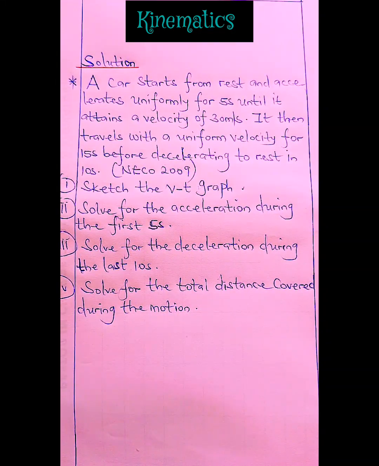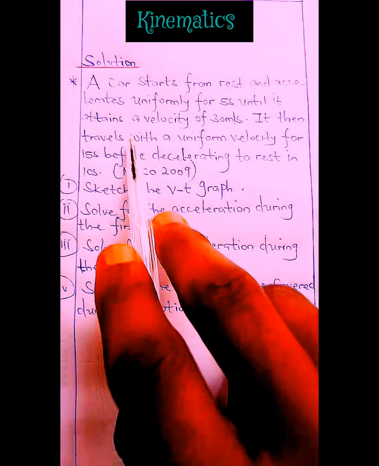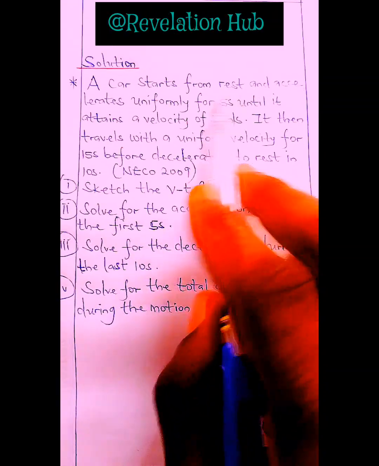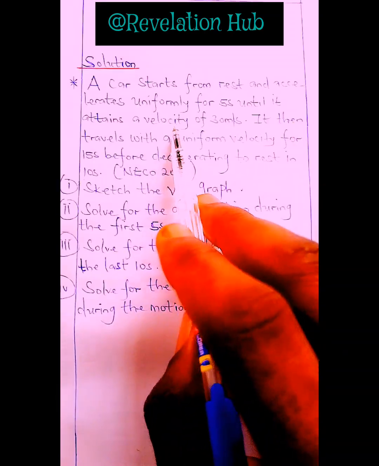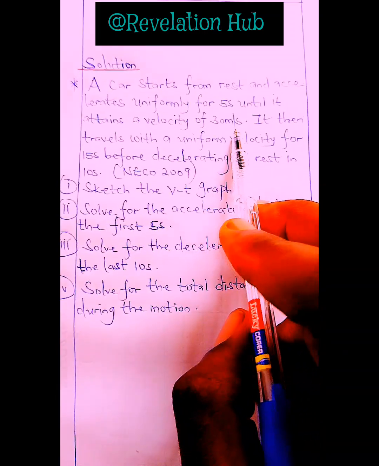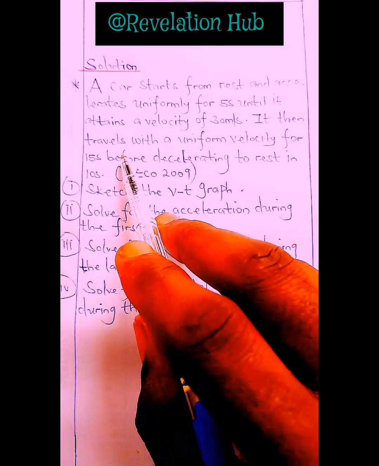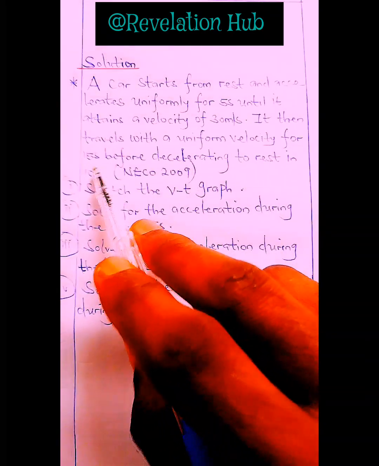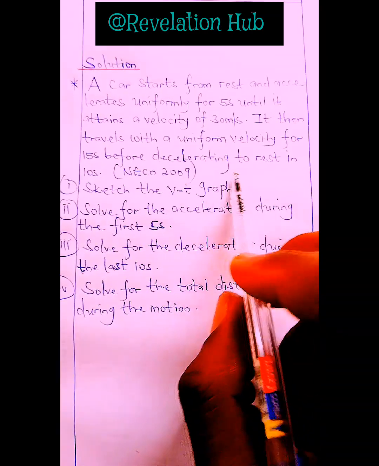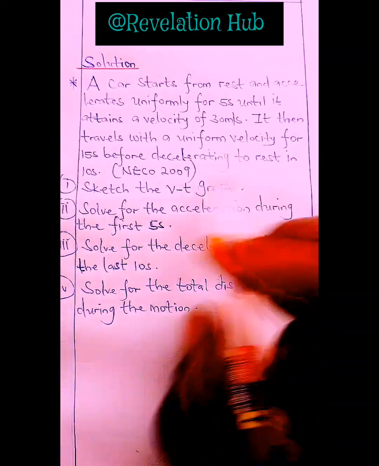So sit back, get some popcorn, and take a ride with me, even as I solve all those questions one after the other. So this was the very first question we were given as a take home. A car starts from rest and accelerates uniformly for 5 seconds until it attains a velocity of 30 meters per second. It then travels with a uniform or constant velocity for 15 seconds before decelerating to rest in 10 seconds.